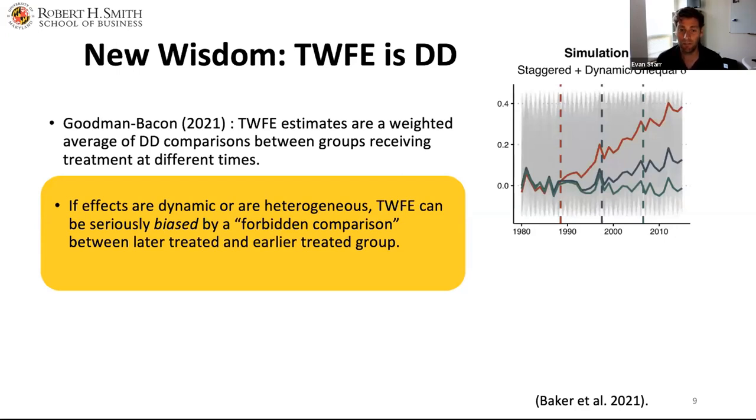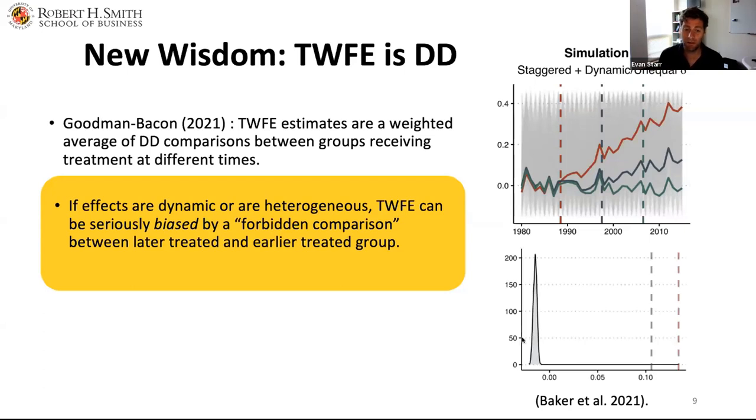In this situation, we have just a simulation, random data, where we have created staggered adoption. Someone adopts something in 89, the blue one in 97, and then the green one, I believe, in 2007. You can see the effects are different: the red is the biggest effect, blue is smaller, green is even smaller. If you were to just run a two-way fixed effects model with this data generating process, you would hope that you would uncover a positive point estimate, because all of these effects are positive.